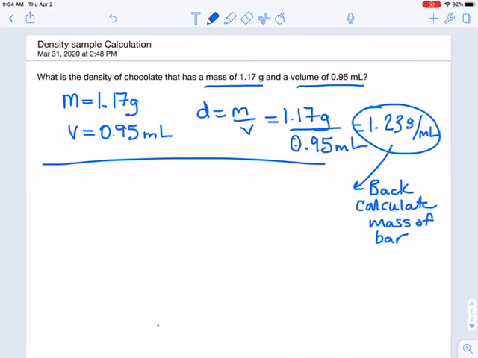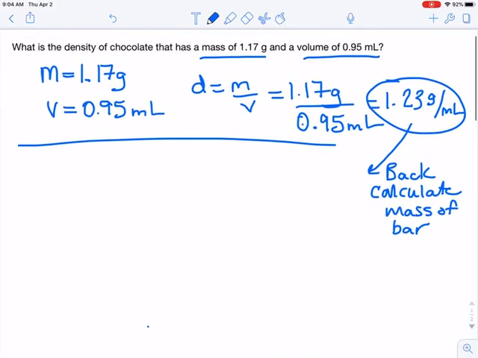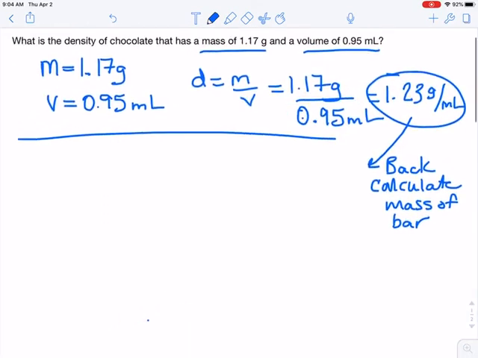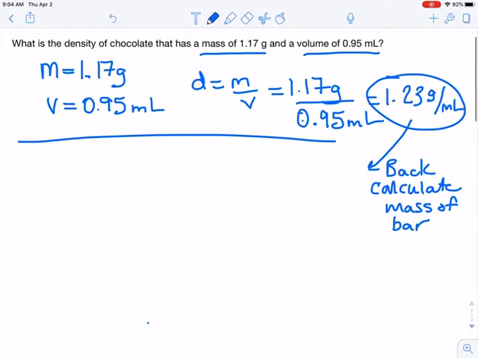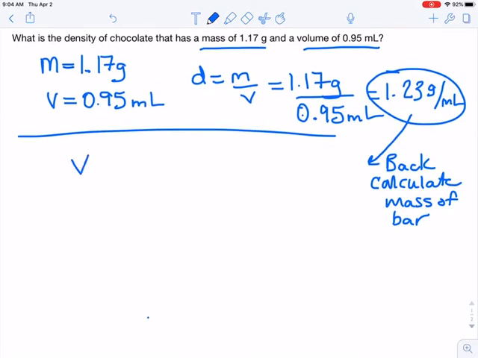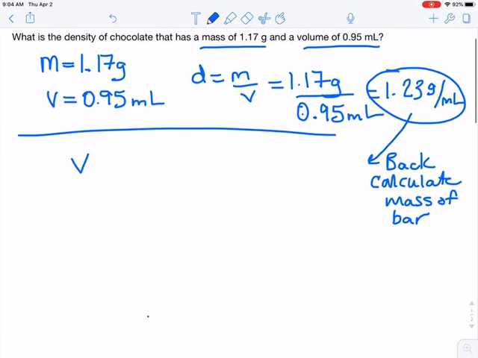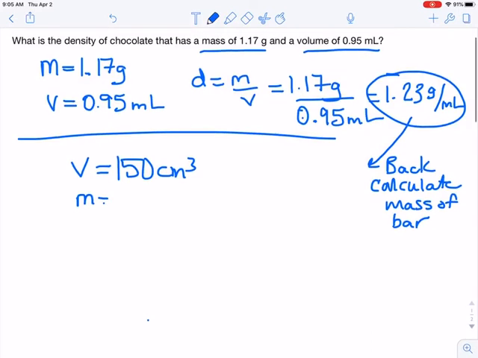Whoops. What is going on here? I cannot seem to write a V on here for some reason. Volume equals 150 cubic centimeters, right? That's what you were given by your math teacher. In this case now, we don't know our mass. We would have to back calculate that.